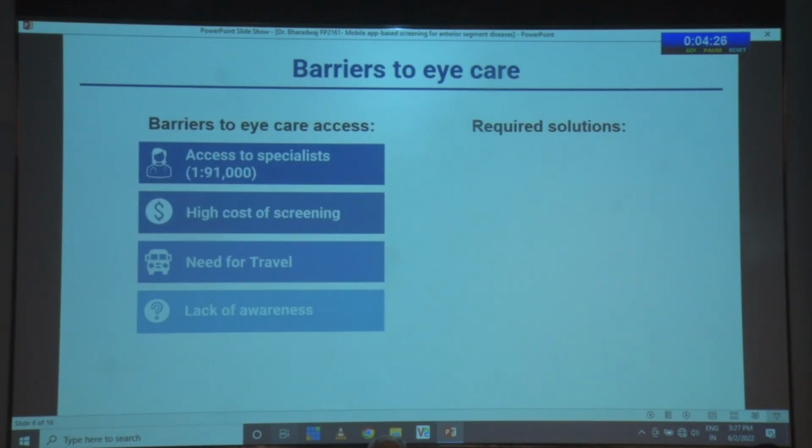So we have a lot of barriers to address this visual impairment burden. It needs a lot of eye care specialists, and currently we have only 1 in 91,000 population. The cost of screening is high, there is need for travel facilities, and there is lack of awareness in the society. So how do we address these things?